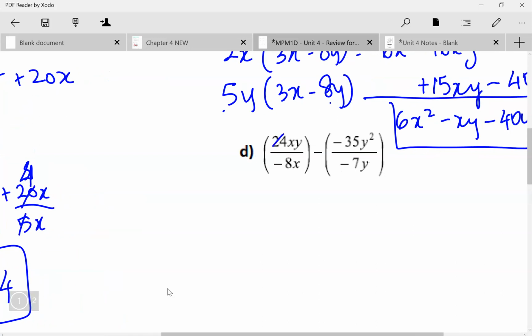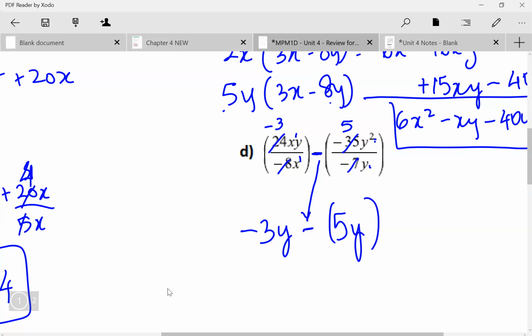Okay, division again. 24, negative 8, negative 3. I always put the negative on top. x to the power of 1, x to the power of 1. I'm doing division. 1 minus 1 would give me 0. So x to the power of 0 is 1. So all I'm left with is 3y minus, this is the minus sign that I'm writing here, negative 35 divided by negative 7 is positive 5. 2 minus 1 is 1, so I have positive 5y in this bracket here. And again, this is just negative 3y minus 5y, which is negative 8y.